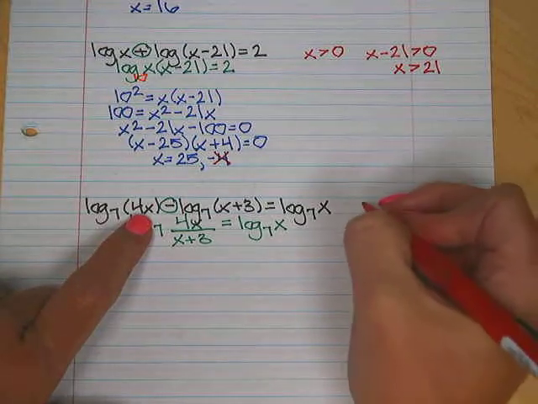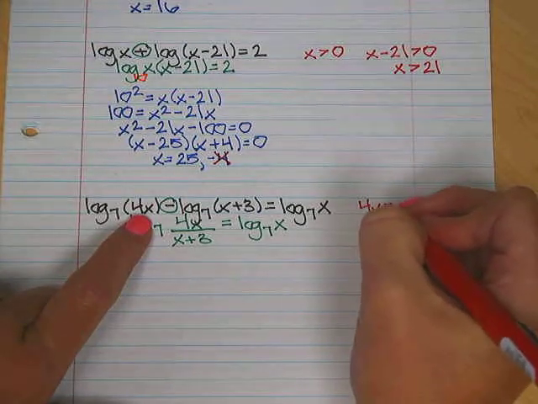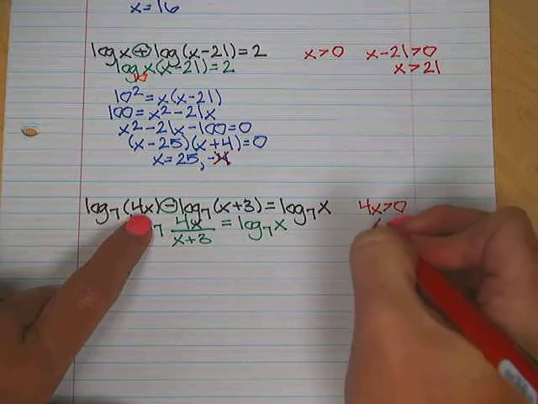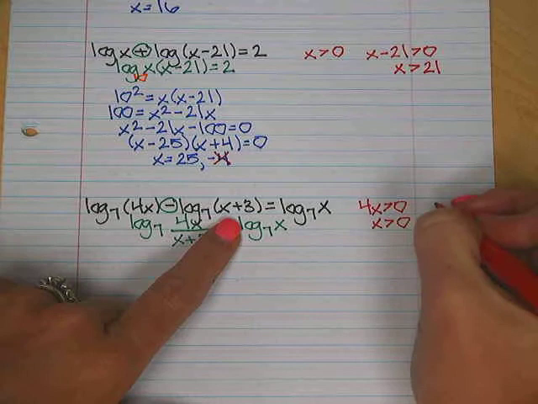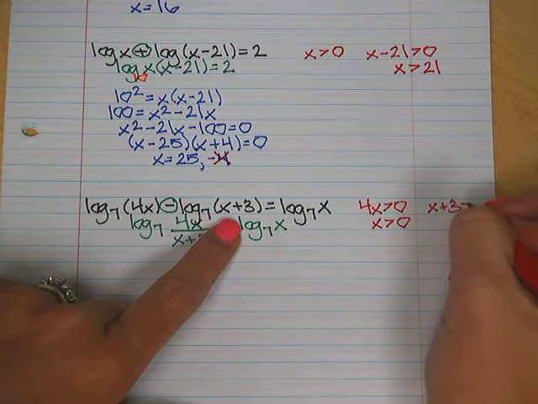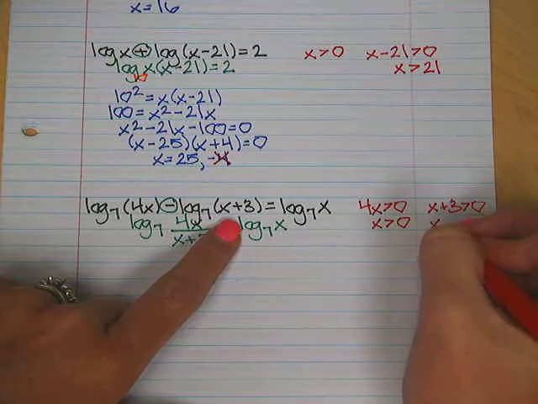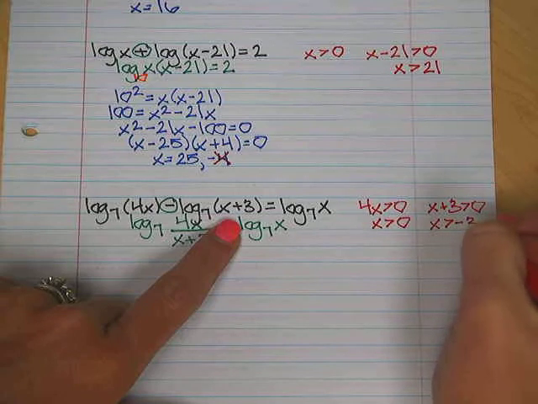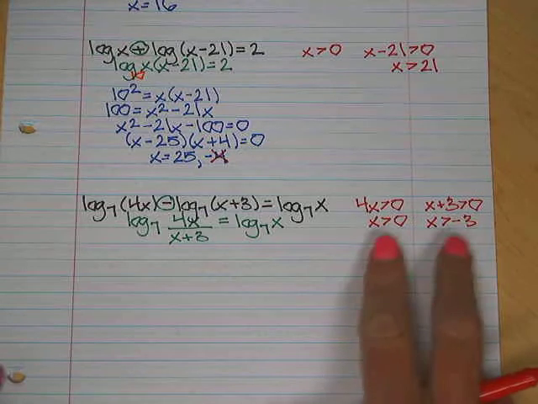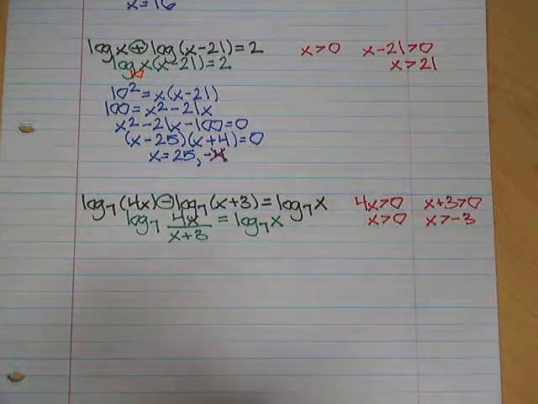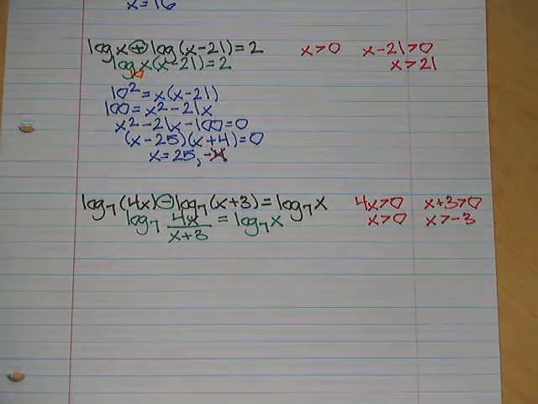Before we go further, we should have done this at the beginning. We need to look at our domain again. So remember, you cannot take the log of a negative number. So I need 4x to be greater than 0, which means x has to be greater than 0. And I need x plus 3 to be greater than 0. So I need x to be greater than negative 3. So any x value I come up with has to fit both of those situations.